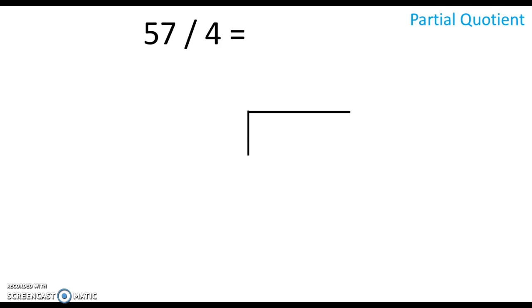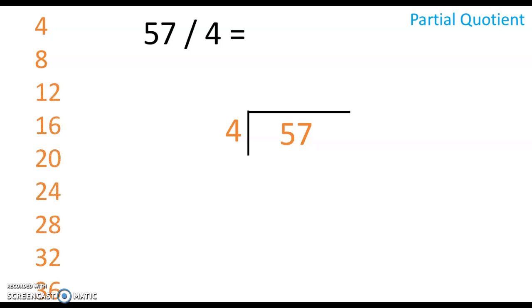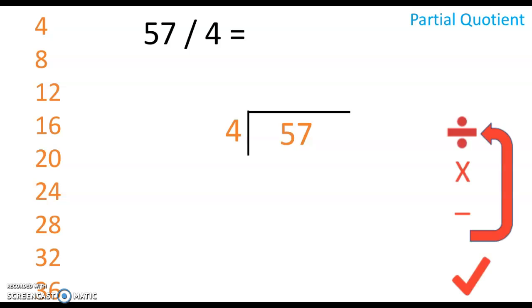57 divided by 4 using partial quotient. Put your 4 on the outside, your 57 on the inside, and use your multiplication facts if you need them. We're also going to write out our steps.